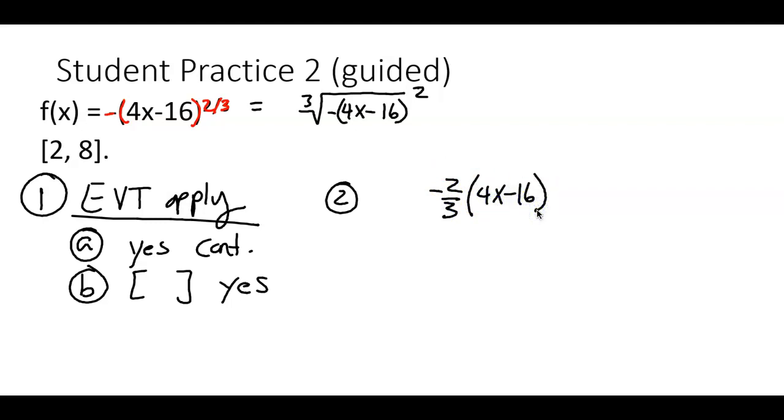And if I subtract, what is 2/3 minus 1? Negative 1/3. And we're going to multiply that by the derivative of the inside. What's the derivative of the inside? 4. Okay. And we're going to set that equal to 0.